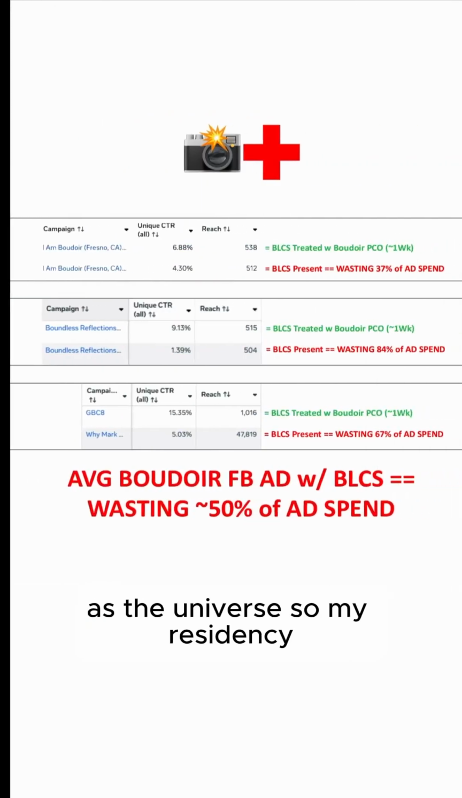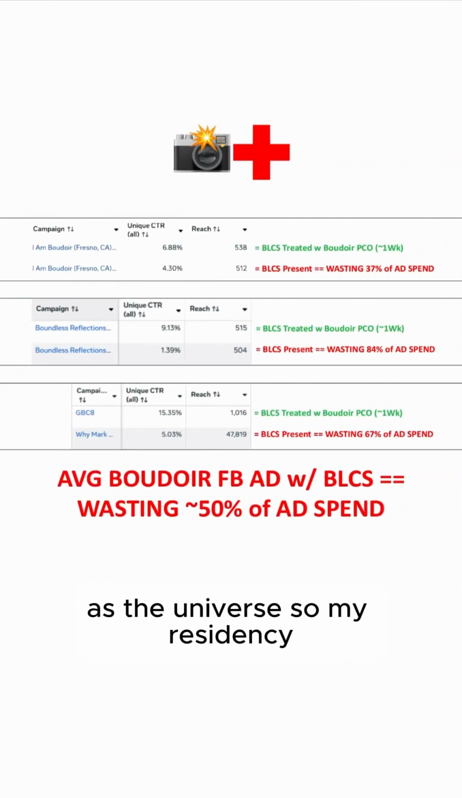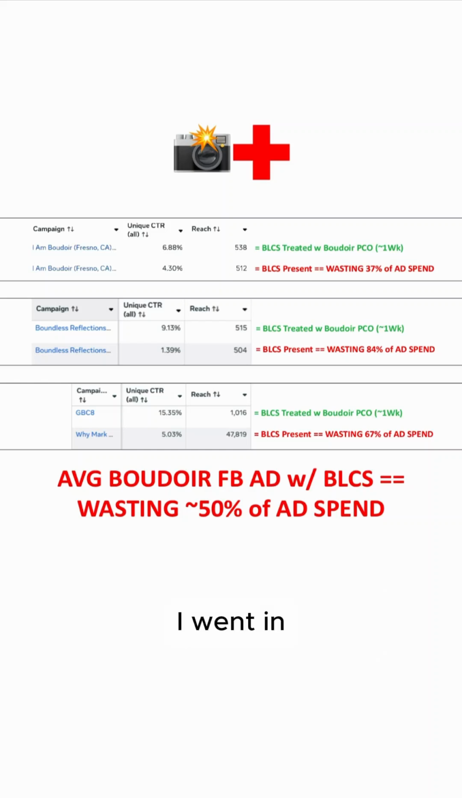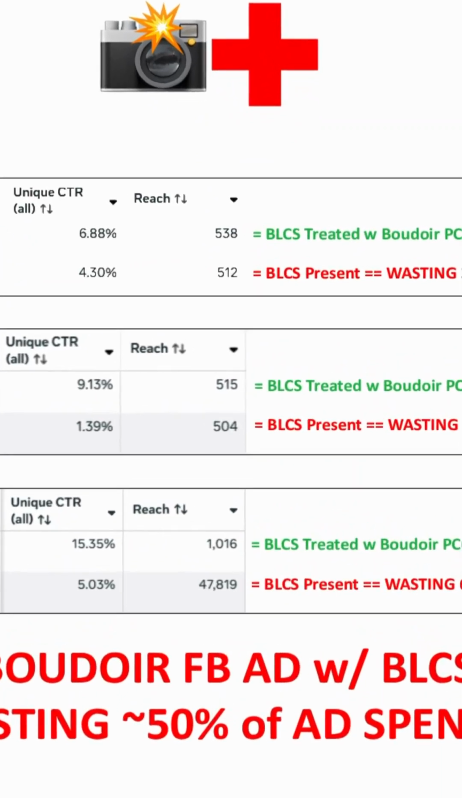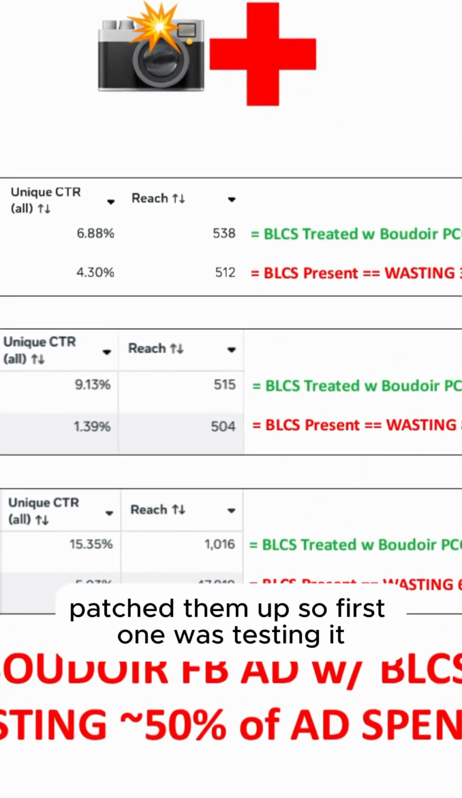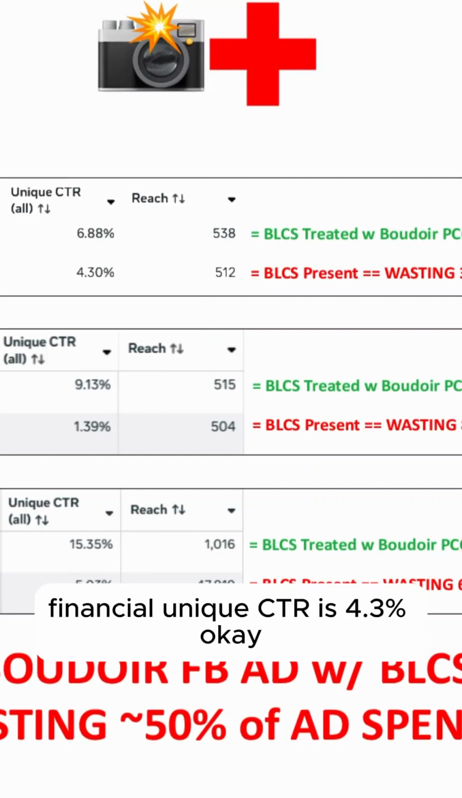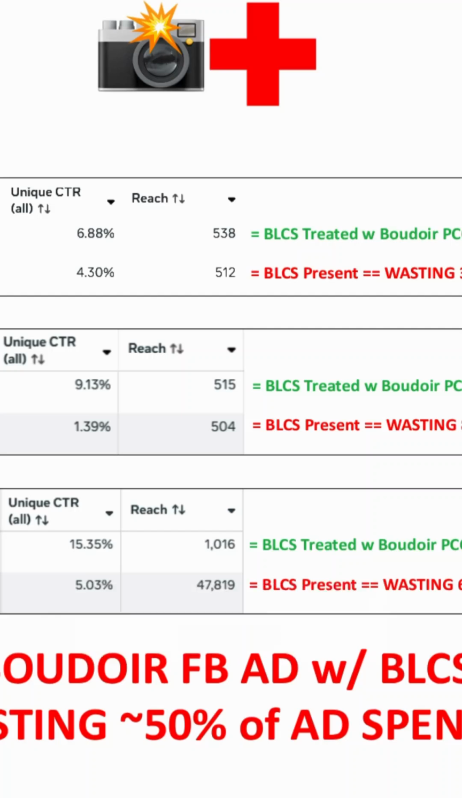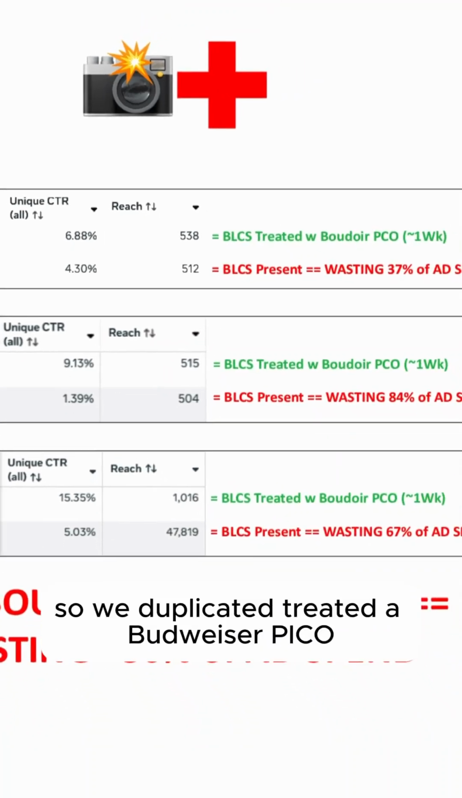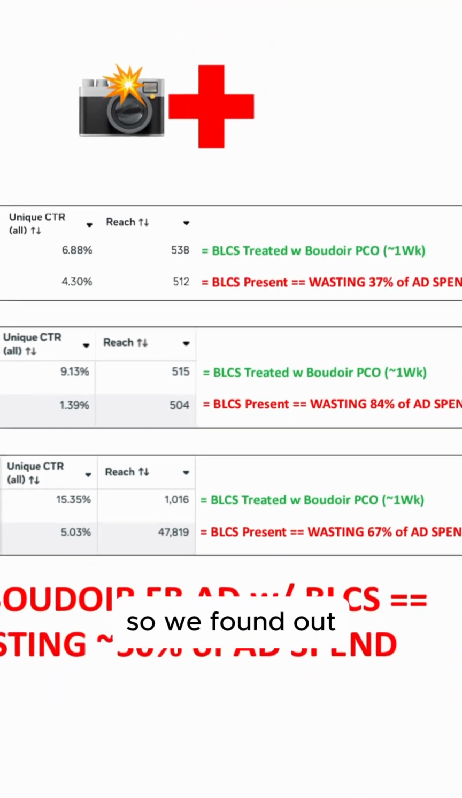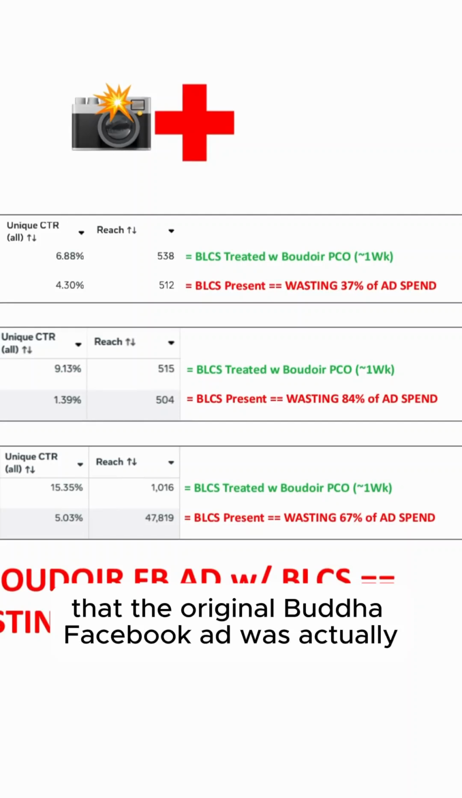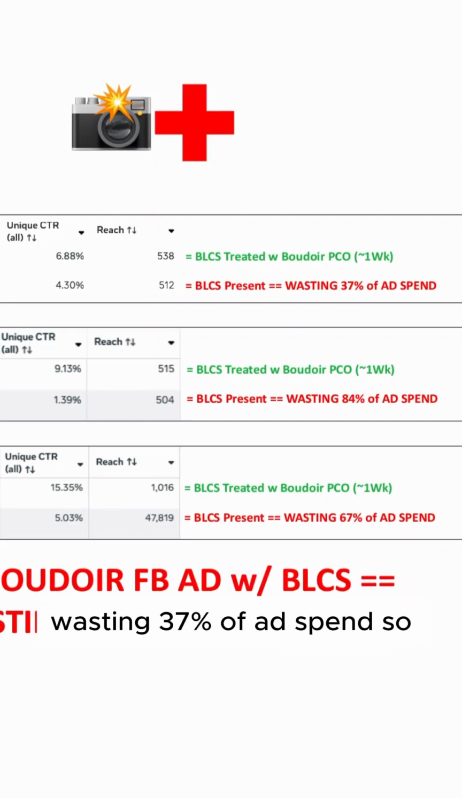That's the universe. So in my residency, I went in, found some Boudoir Facebook ads, brought them back to the hospital, tested them, patched them up. The first one we tested, we found out unique CTR was 4.3%. When unique CTR is under 6%, we know that BLCS is present. So we duplicated, treated with Boudoir Pico, took about a week, and got the unique CTR up to 6.88%. So we found out that the original Boudoir Facebook ad was actually wasting 37% of ad spend.